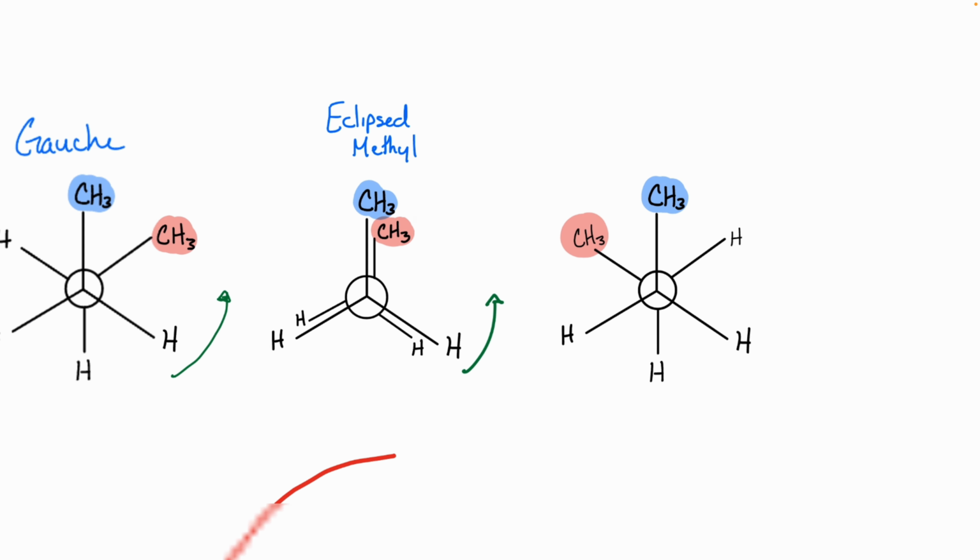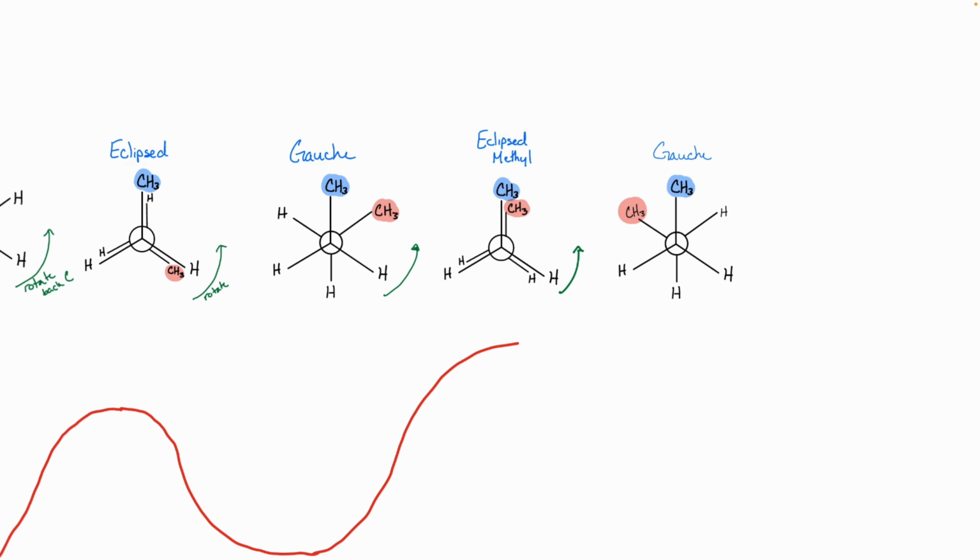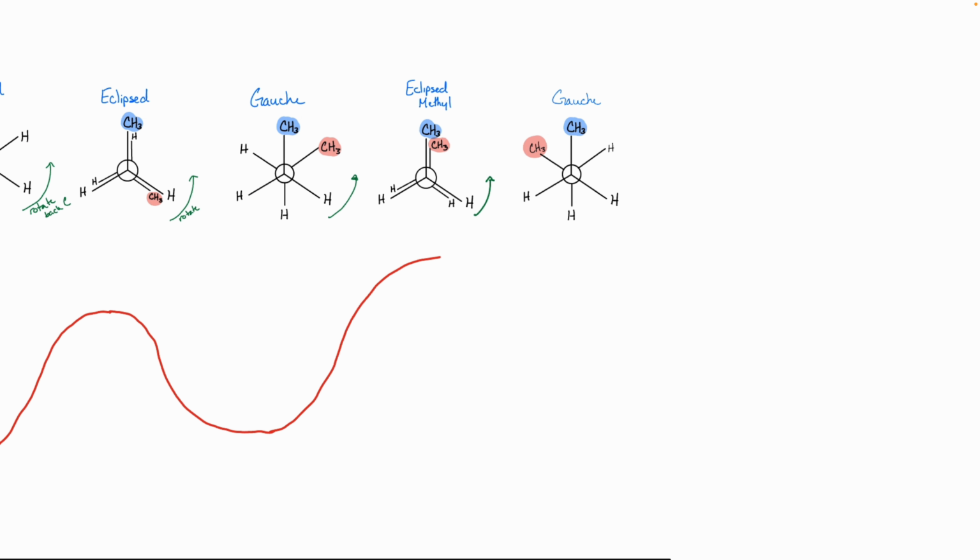Okay, what would we call this state? Is it staggered, eclipsed, or gauche? Yeah, so I've got those two methyl groups next to each other in that staggered conformation. So my energy will have fallen back down to that gauche level, the same as it was before when we had our other gauche structure.